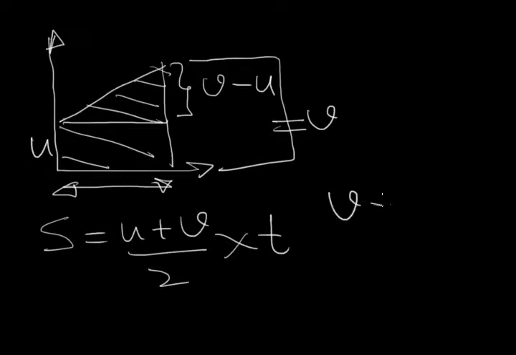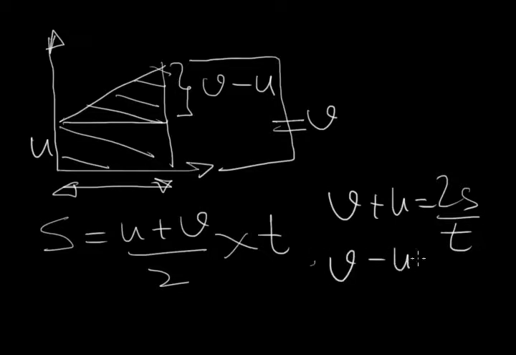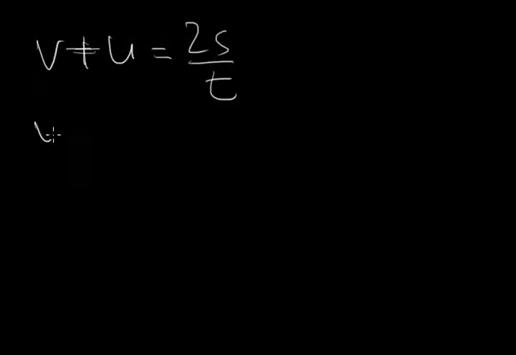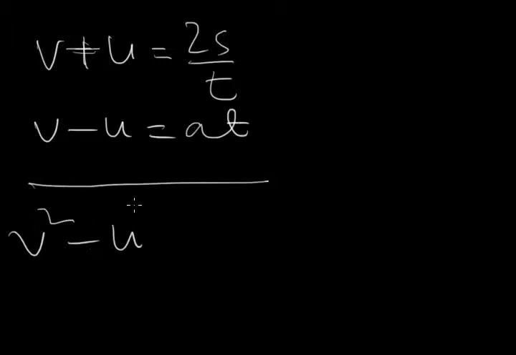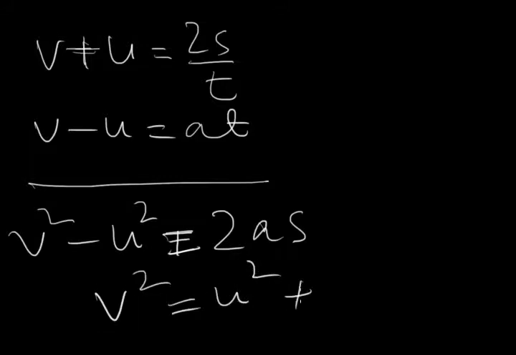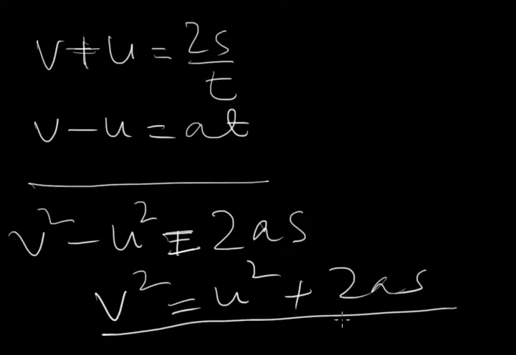So what I have is v plus u is 2s by t, and previously I had v minus u as at. Now what I do is I multiply them. When I multiply v plus u, which is 2s by t, and v minus u, which is at, I have v squared minus u squared, which is equal to 2as. So that makes v squared equal to u squared plus 2as. That is the third kinematical equation that I have.